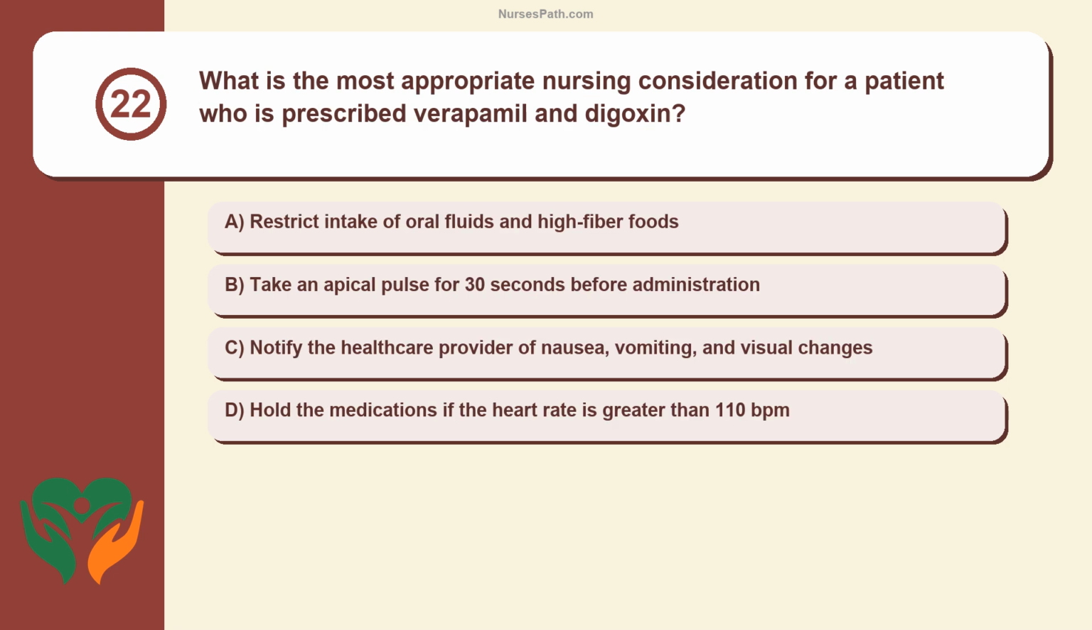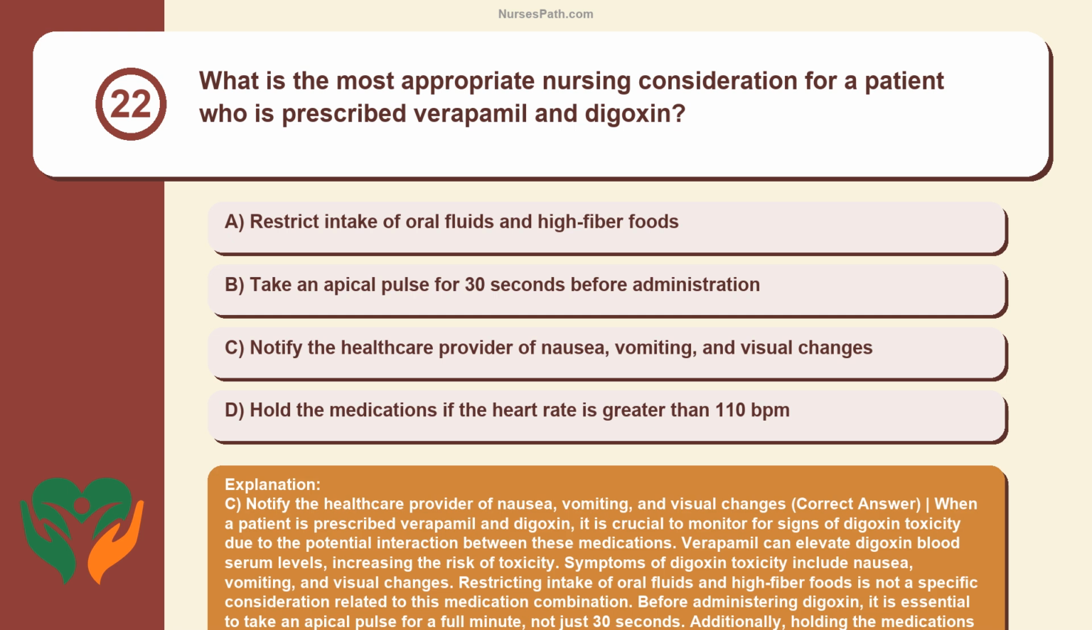Question 22. What is the most appropriate nursing consideration for a patient who is prescribed verapamil and digoxin? Restrict intake of oral fluids and high-fiber foods. Take an apical pulse for 30 seconds before administration. Notify the healthcare provider of nausea, vomiting, and visual changes. Hold the medications if the heart rate is greater than 110 bpm. C. Notify the healthcare provider of nausea, vomiting, and visual changes.